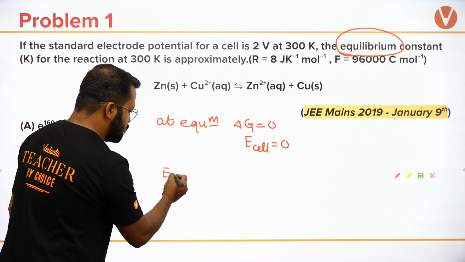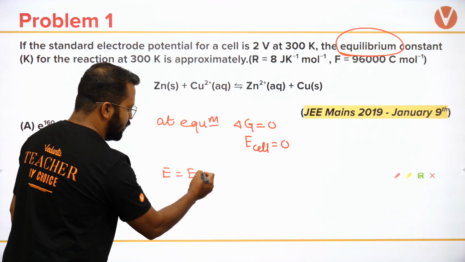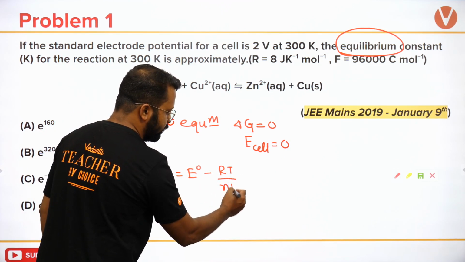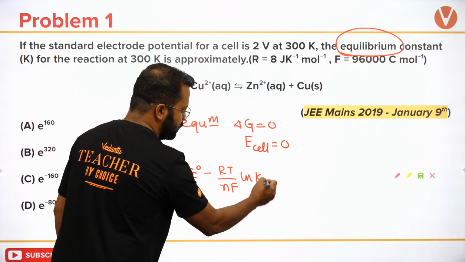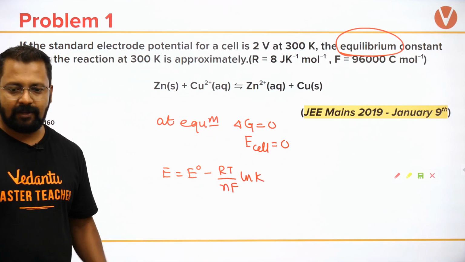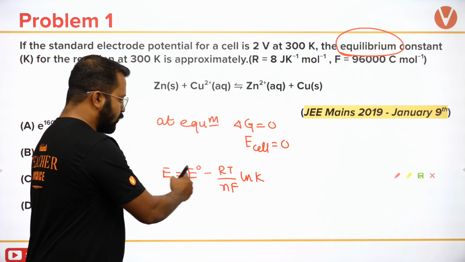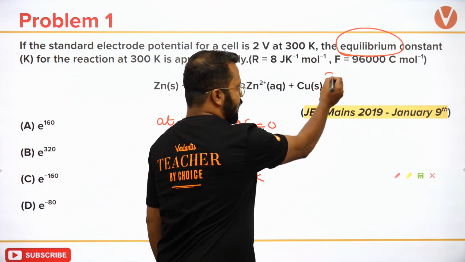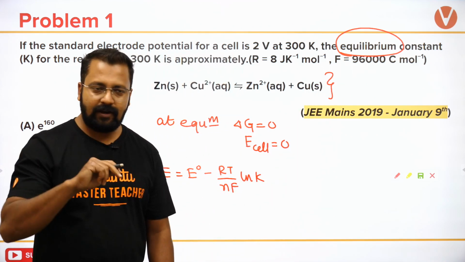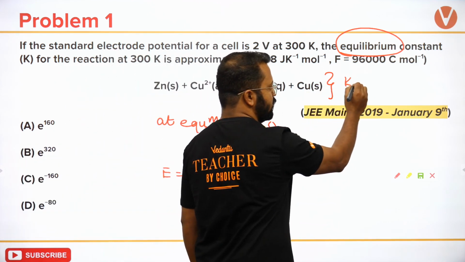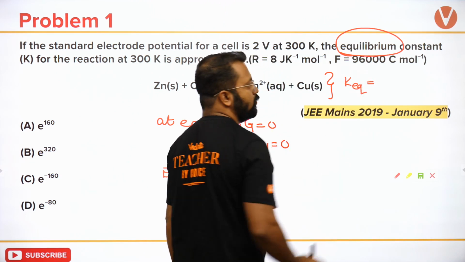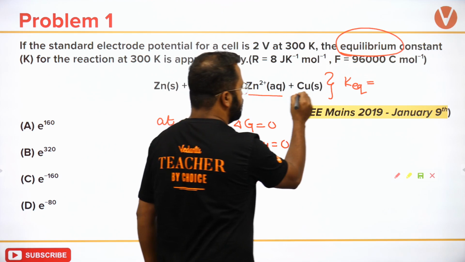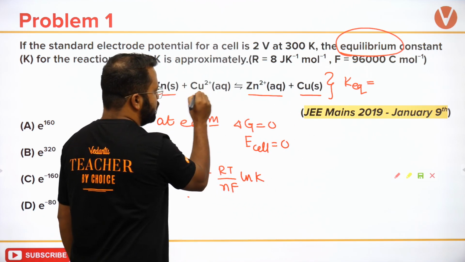I will write this equation. E equals E naught minus RT upon nF ln K. Okay, I will use this. Now for this reaction, if I try to write the equilibrium constant, the expression for equilibrium constant will be product upon reactant. So this is product and this is reactant.